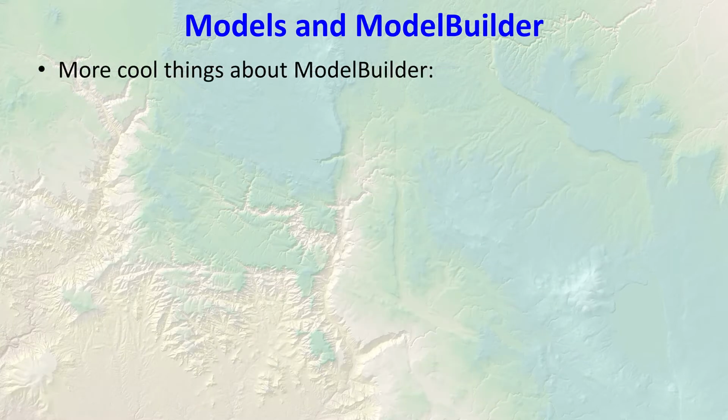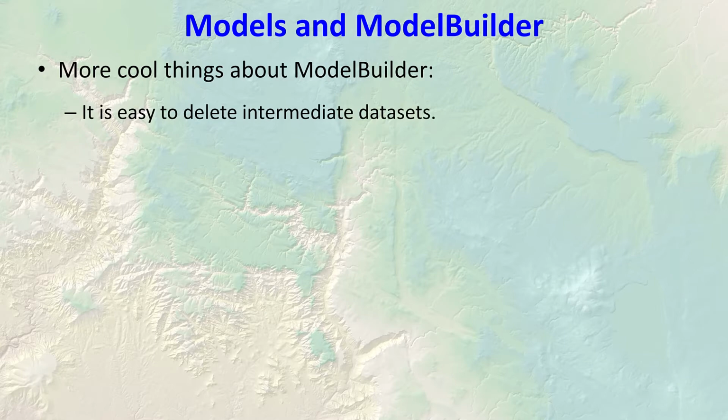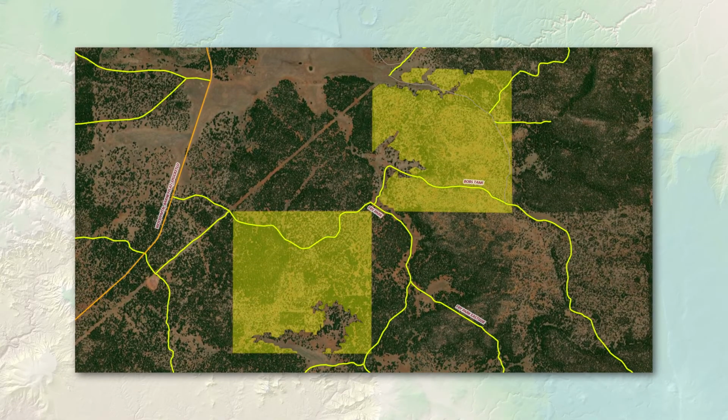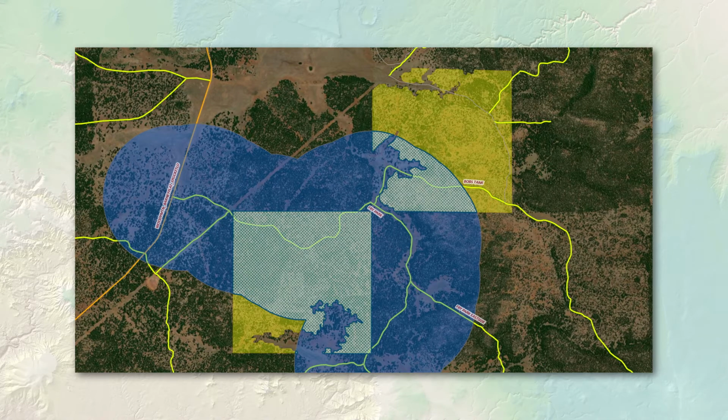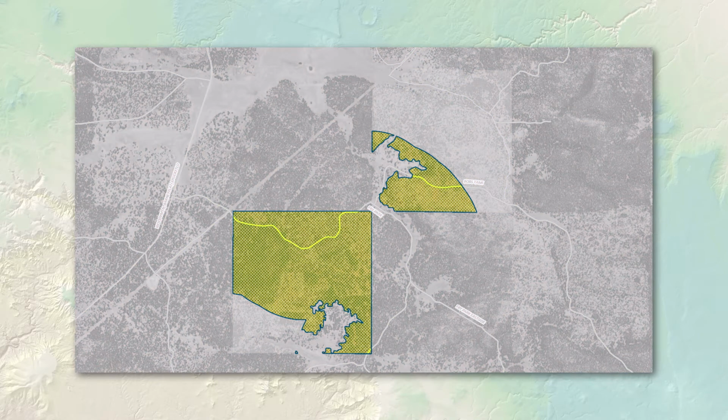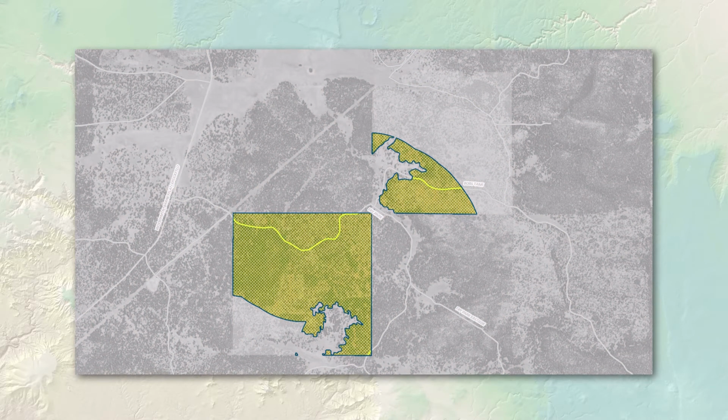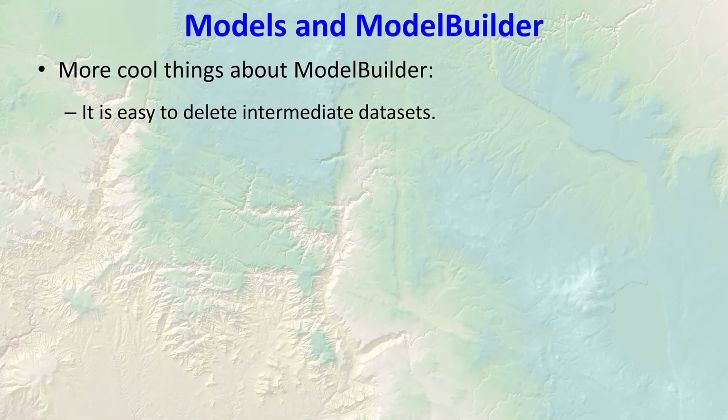And here's a few more cool things about ModelBuilder. First, it's easy to delete intermediate steps. So in that last example, we did 3 steps. We selected some roads, and then we created a buffer around those roads. Then we clipped that buffer to the stands. But that intermediate buffer, that full buffer around all the roads, that might be something we don't really need to keep. All we really needed was the portion of the buffer that was within our management stands, and we got that part with the clip tool. So if you run this analysis as a model, then there are functions that will easily delete that intermediate data set.